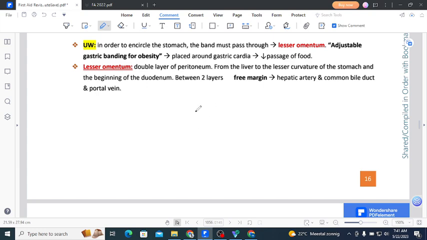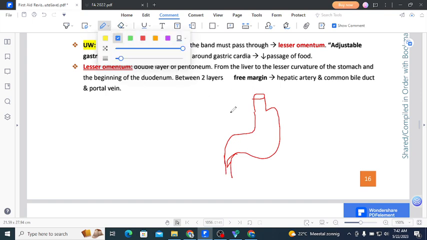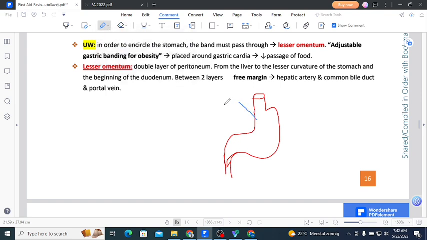But the point is, let's suppose this is the stomach. It has two curvatures. This is the lesser curvature and this is the greater curvature. So on the lesser curvature of the stomach, we have the attachment of what? Of the lesser omentum, right? The lesser omentum is coming and attaching on the lesser curvature. The greater omentum is coming and attached to the greater curvature. So this is as simple as that. If we are clear on that, I will move to the next point.